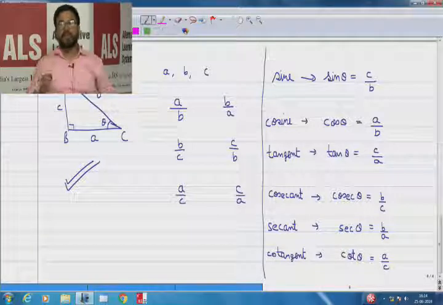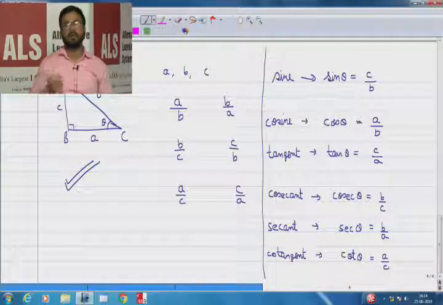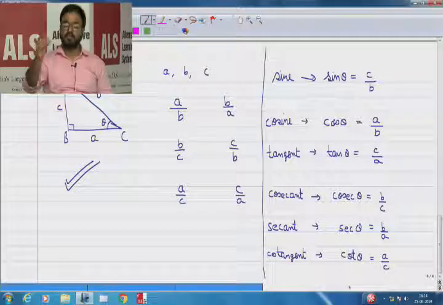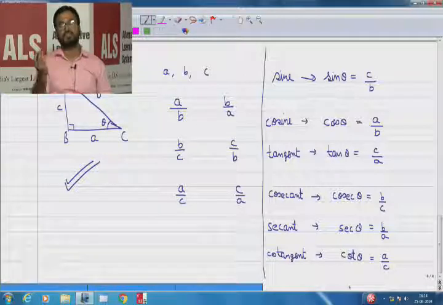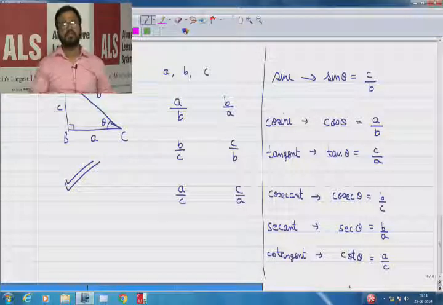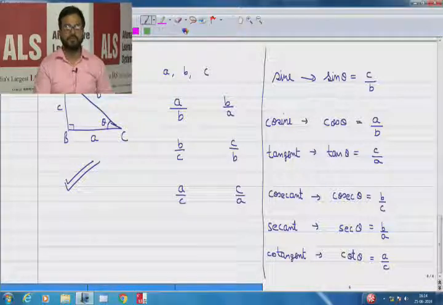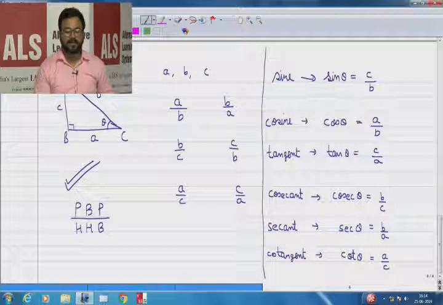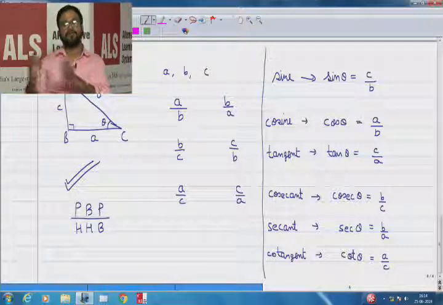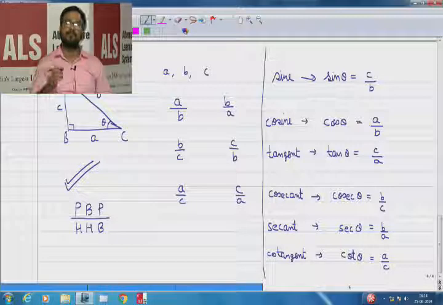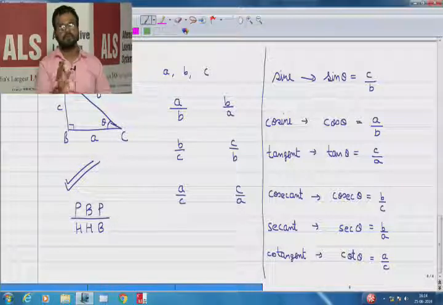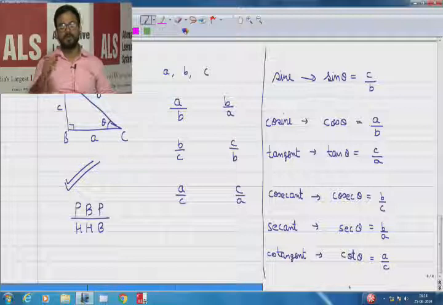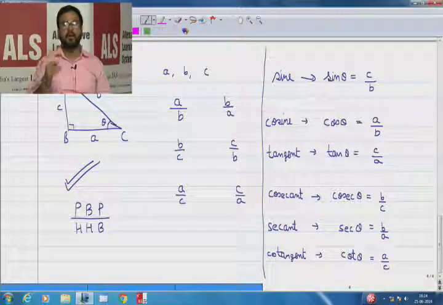Now many of you might be wondering how you will remember these ratios, like sine theta is the ratio of which two sides, cosecant theta is the ratio of which two sides, tan theta is the ratio of which two sides. So there is a very special formula we can use: PBP HHB. There are different full forms for this formula in different regions. This is just a made up formula, not a standard formula, to memorize the ratios of sine, cos and tan.